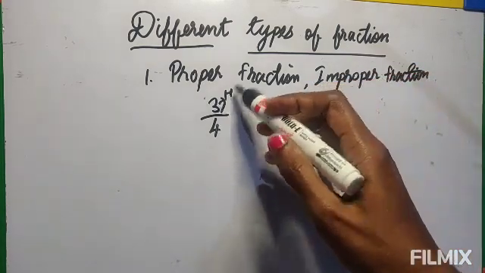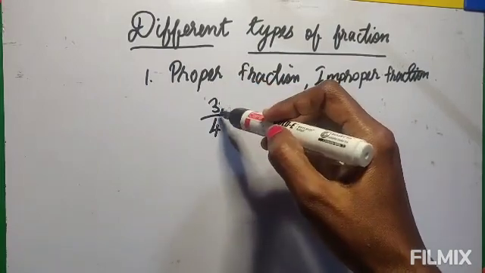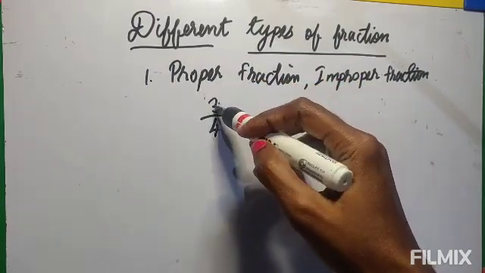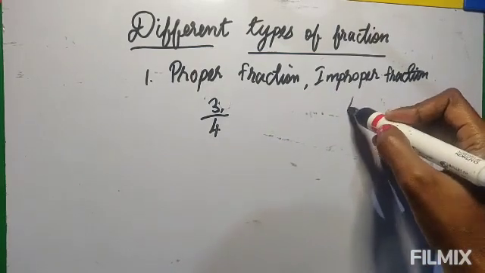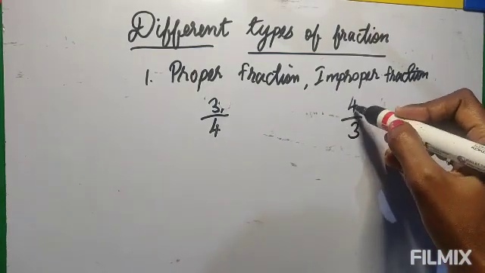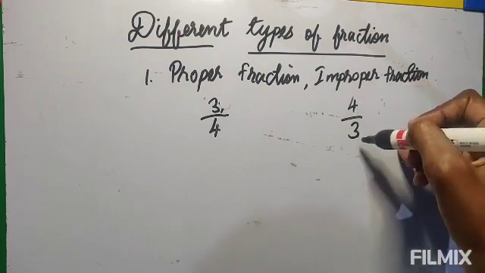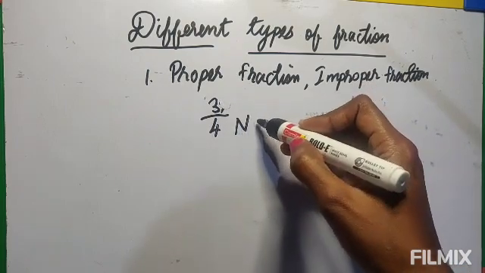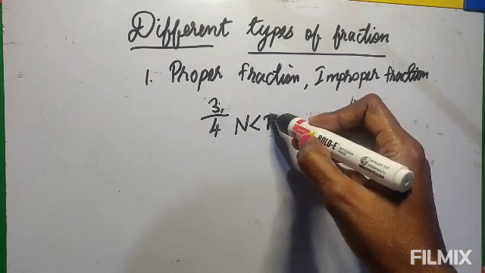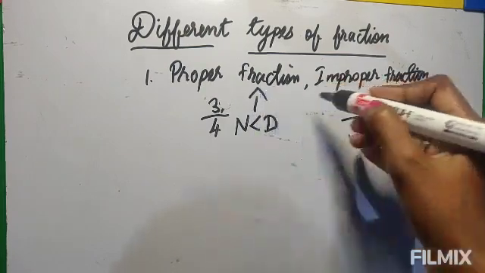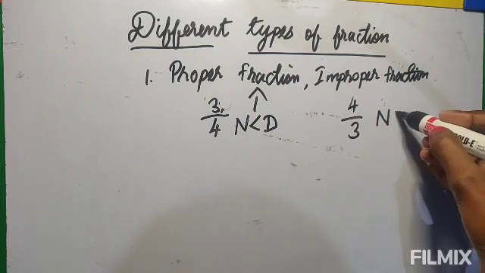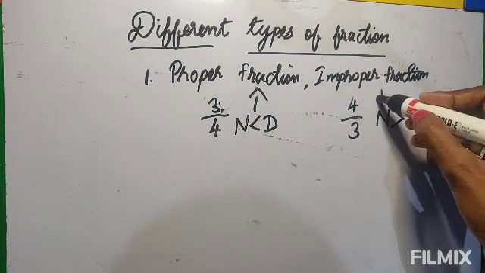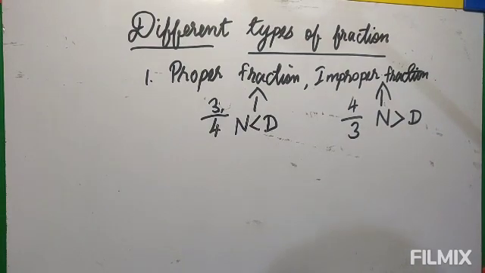In the same way, if the numerator is smaller than the denominator, then it is a proper fraction. Suppose the numerator is bigger. Now you compare here, this numerator is bigger than this one, so this is an improper fraction. So remember, if the numerator is smaller than the denominator, that is a proper fraction. If the numerator is greater than the denominator, then it is an improper fraction. If the head is big, it cannot stand properly, that is improper.